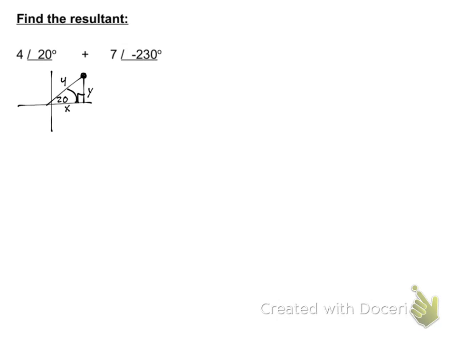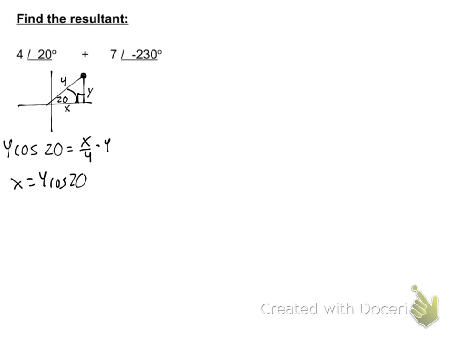How do I find x? Cosine. Cosine 20 equals x over 4. Multiply both sides by 4, so x equals 4 cosine 20. Is that going to be a nice number, guys? More than likely not. But we have calculators to handle that.